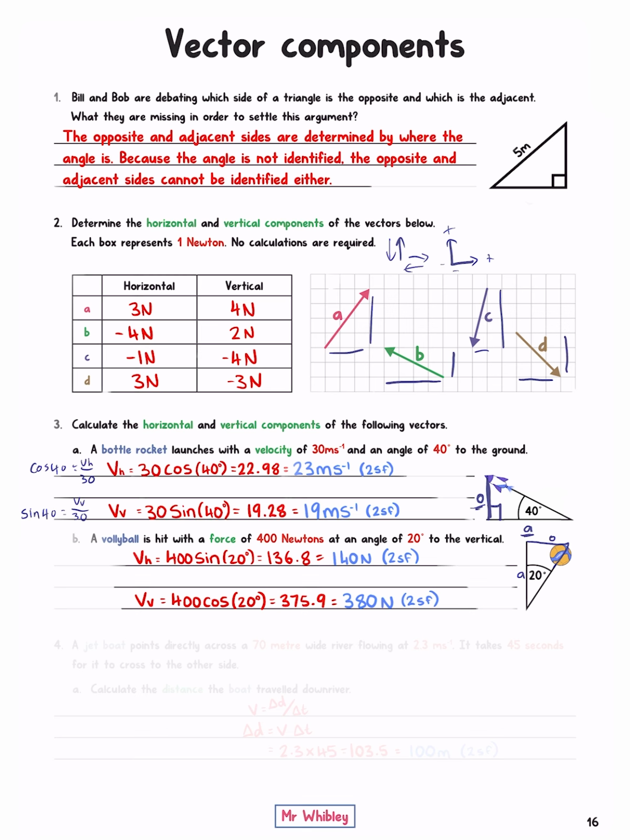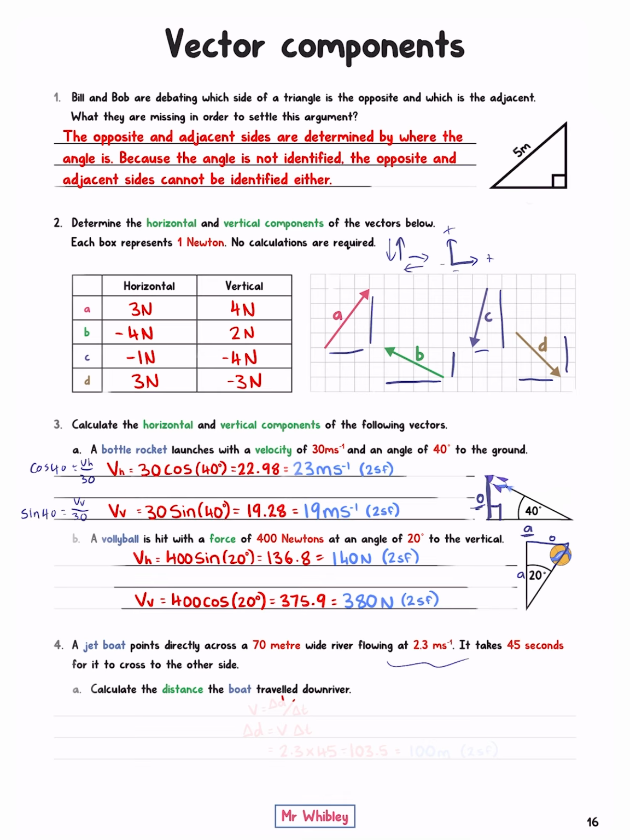Question 4. A jet boat points directly across a 70-meter wide river, flowing at 2.3 meters per second. It takes 45 seconds for it to cross to the other side. Calculate the distance the boat traveled downriver. So if we have our river, our boat is trying to go straight across, but because our river is flowing, it's going to go on a diagonal.